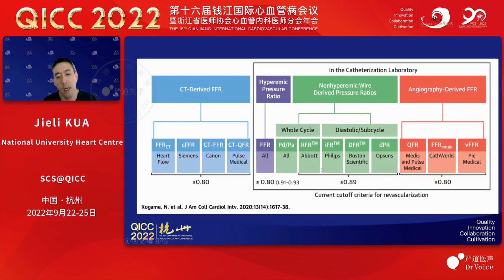So now we have a lot of different kinds of both invasive and non-invasive physiologic parameters. The invasive ones in the lab, of course, include the traditional FFR and resting Pd/Pa. Then we have this group called the NHPRs, the non-hyperemic wire-derived pressure ratios. It really depends on which company it is from, and they come up with different names. Abbott has RFR, Philips has iFR, Boston has DFR, Opsens has DPR. They all use the cutoff of 0.89.